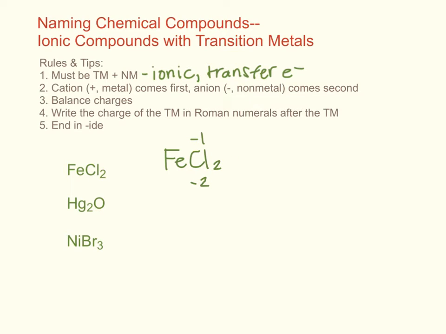So all I have to do is figure out what the charge is, knowing that this is a neutrally charged compound. So if my chlorines are providing a -2 charge and I only have one iron, that one iron has to balance out that -2 with a +2. So the charge on my iron must be +2.